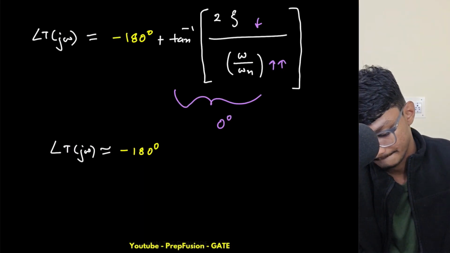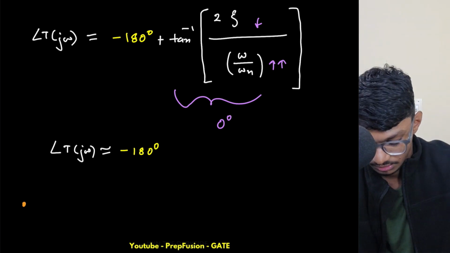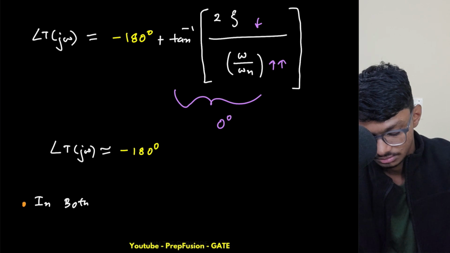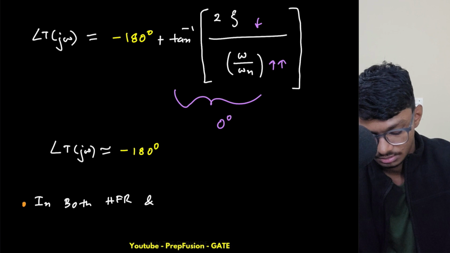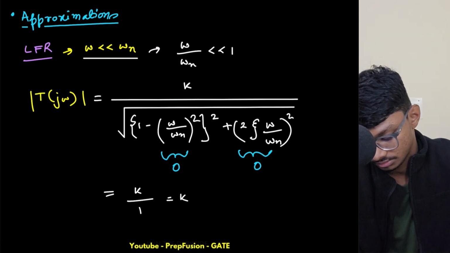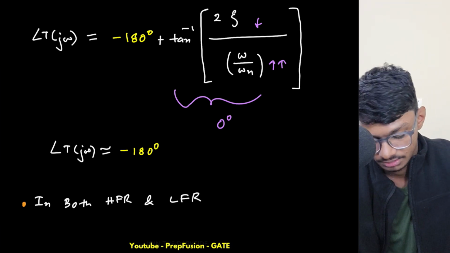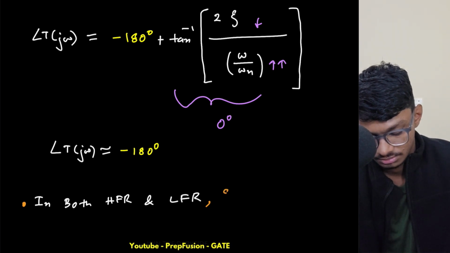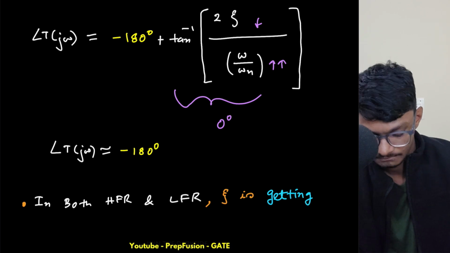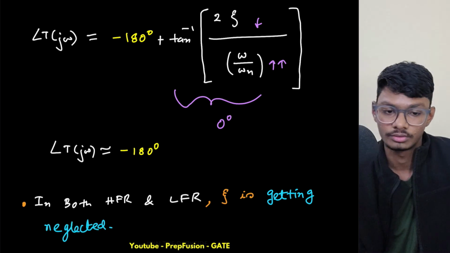So I will write that. We slowly understand this, slowly you go through the lecture and you will understand the full concept. In both the high frequency and low frequency region, low frequency approximation, we are ignoring zeta. Okay, the zeta is getting neglected.